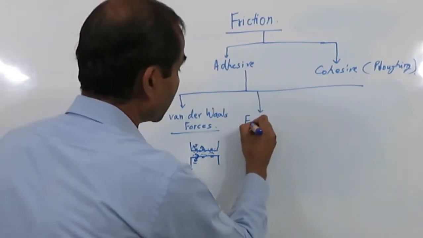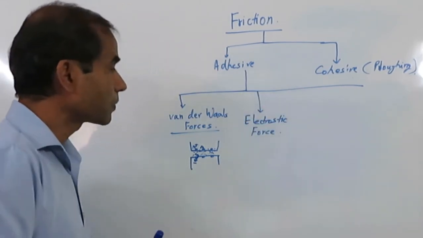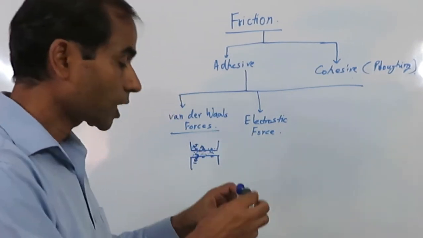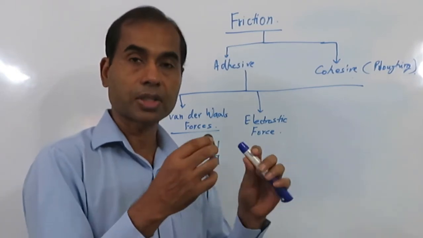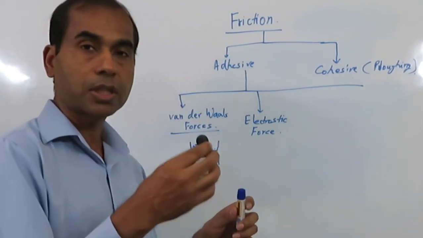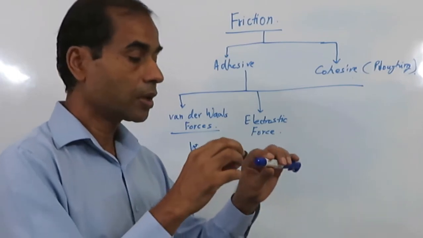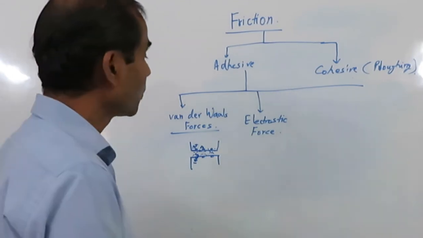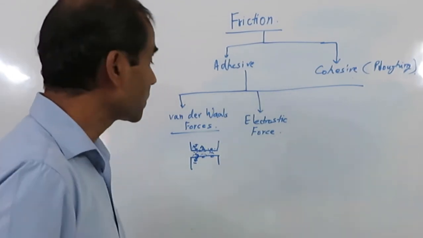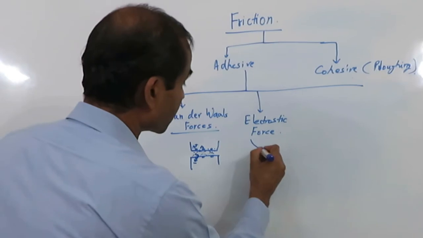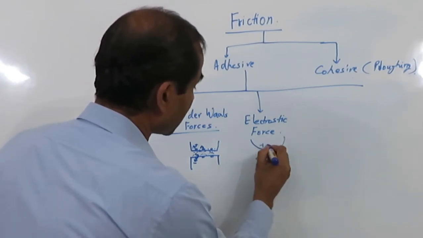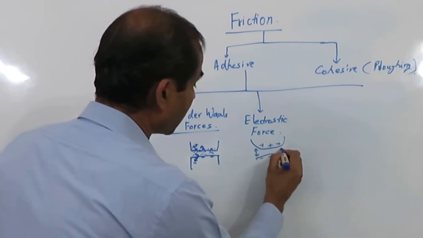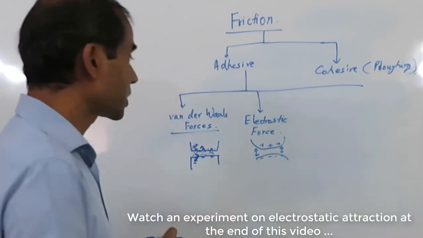The second one is electrostatic. So electrostatic force, we know that when there are two solid bodies, and if these solid bodies are charged, that means one has positive charge and one has negative charge, there will be a force acting between these two, and this is known as electrostatic force. When there are two surfaces, there is always a possibility that they have some charge. So for example, this may have some charge, and because of this charge, they will attract each other. So this is electrostatic force.